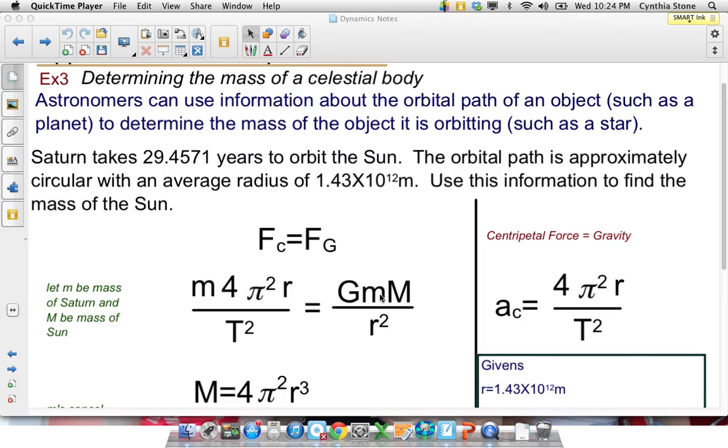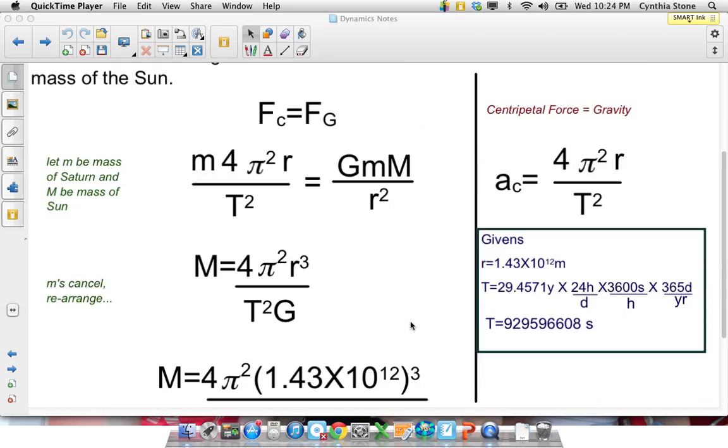So this is the mass of Saturn, the product of the mass of Saturn and the mass of the Sun, and r is the distance from Saturn to the Sun, center to center, okay? T is the orbital period, and all we have to do is rearrange this to get big M by itself, and then we can solve for the mass of the Sun, which of course we could just Google, but anyway. So just looking at that, first thing is those m's cancel because they show up on each side of the equation, and when you get big M by itself, this is what it looks like.